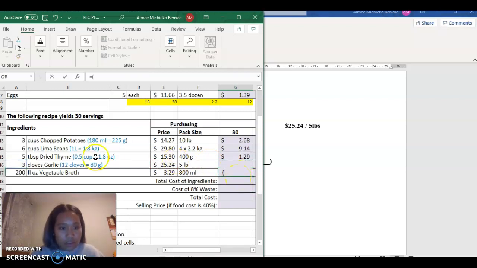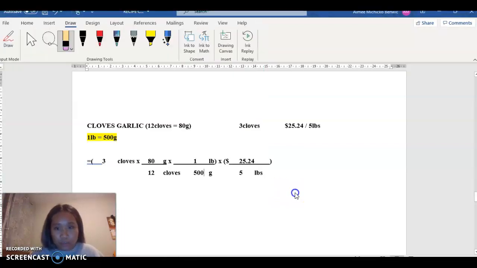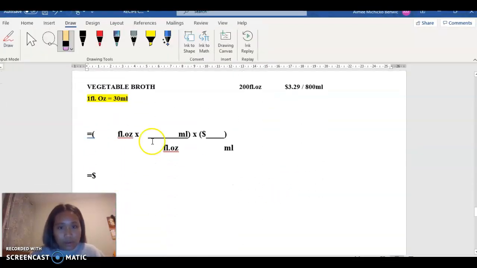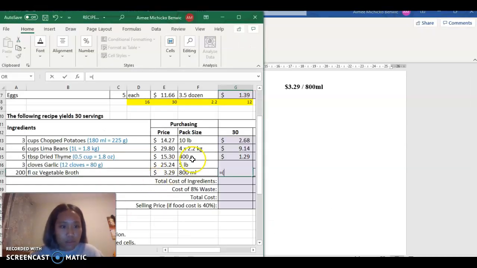So for the last ingredient, we have vegetable broth. We have 200 fluid ounces, and we have to go to ml. In order to do that, in 1 fluid ounce there's 30 ml. And just copy the price, $3.29 per 800 ml. By doing that, that gives us $2.47 for the cost of vegetable broth.